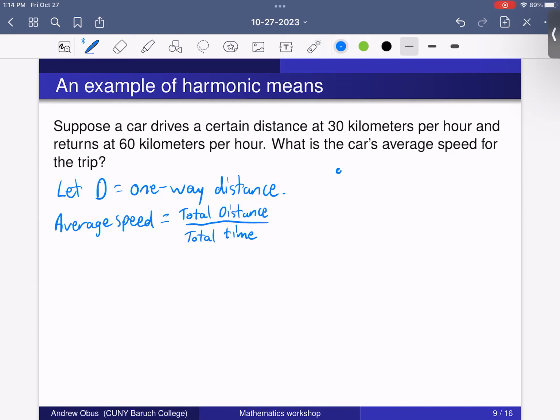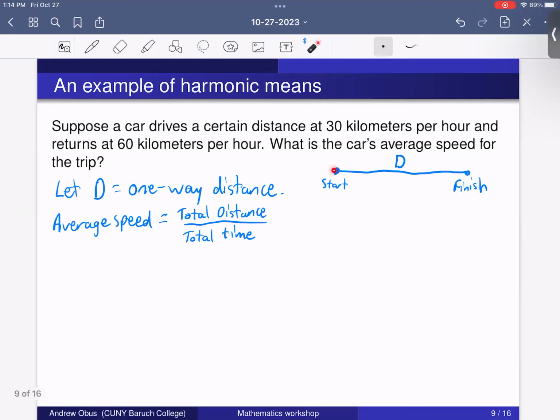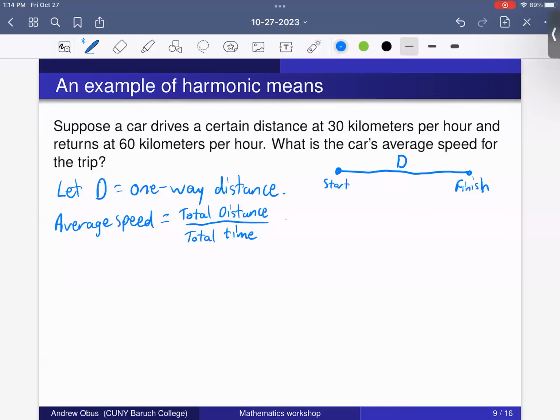So the total distance, well, here's the start and here's the finish, and this distance here is d. It drives out at 30 kilometers per hour, and then it returns at 60 kilometers an hour. So it drives out a distance of d, and then it drives back a distance of d. So the total distance here is just going to be 2d, right? And now what's the total time? Well, we have to figure out the time for each leg. So it's 2d over the time out plus the time back.